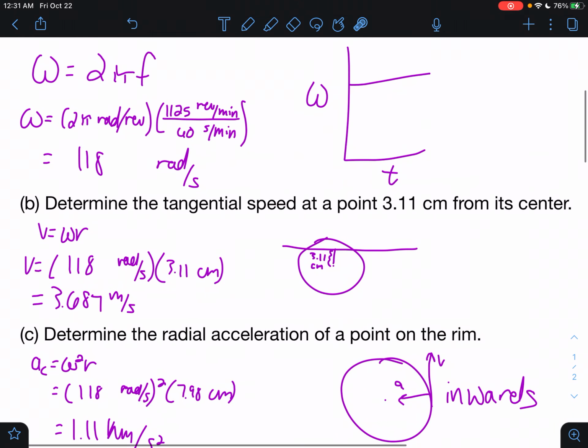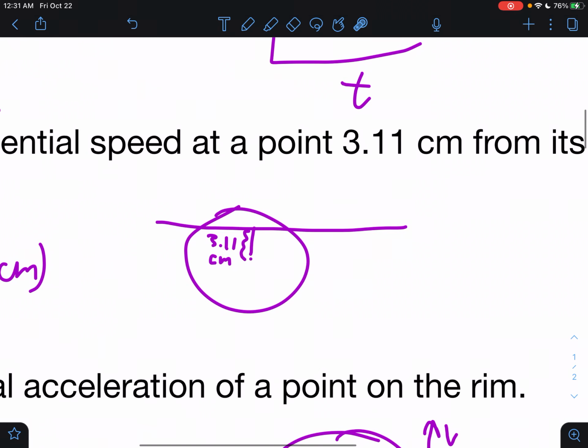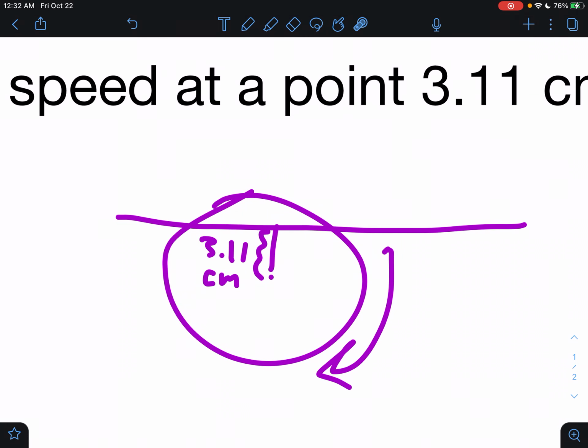Determine the tangential speed at a point 3.11 centimeters from its center. So okay, this thing is spinning, so it's going around. Now I'm going to draw a little, okay. So this is 3.11 centimeters. Now imagine it's going in this circle. I cannot draw a circle. How fast is it going then?